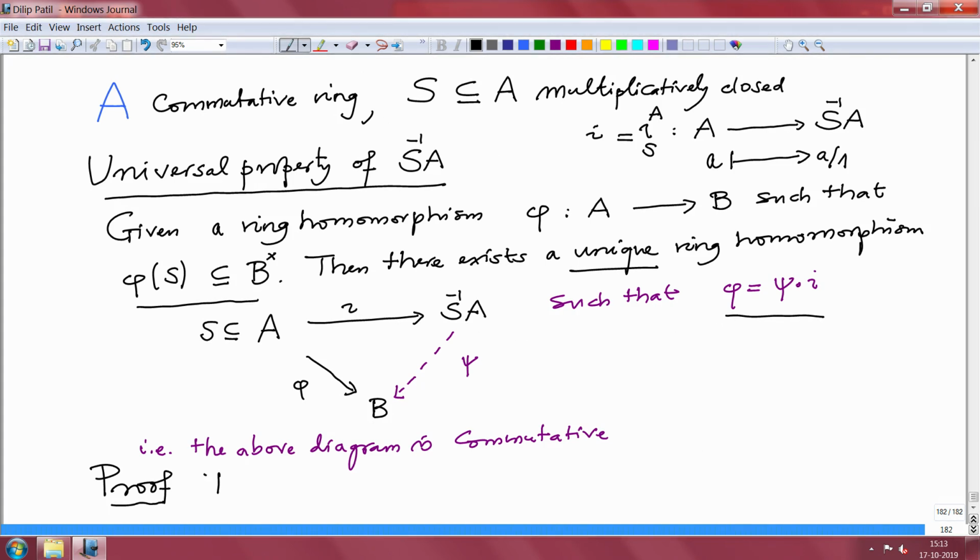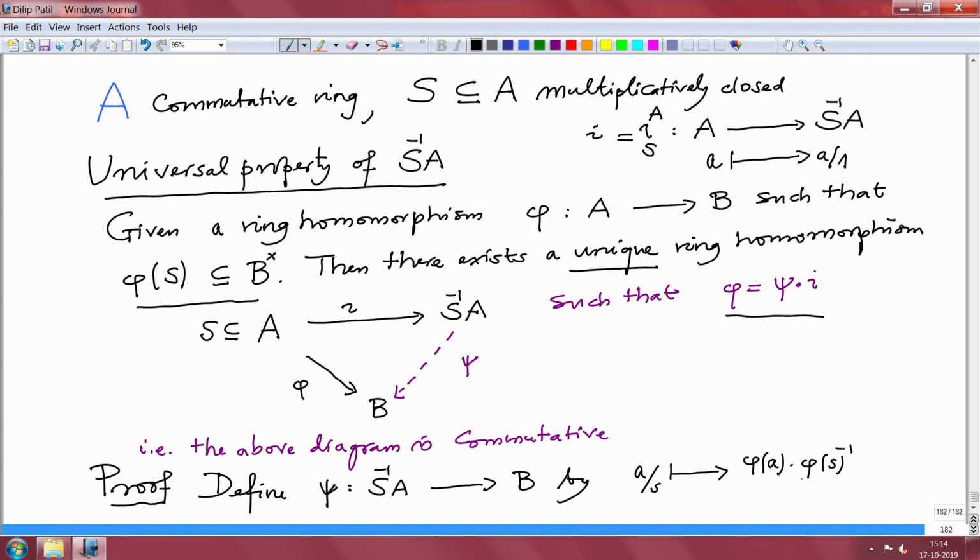So define psi from S inverse A to B by taking any element a by s and mapping it to, where can I map it? phi of a times phi of s inverse. This makes sense because phi of s, small s, is an element in B cross, the units of B. So therefore this makes sense.